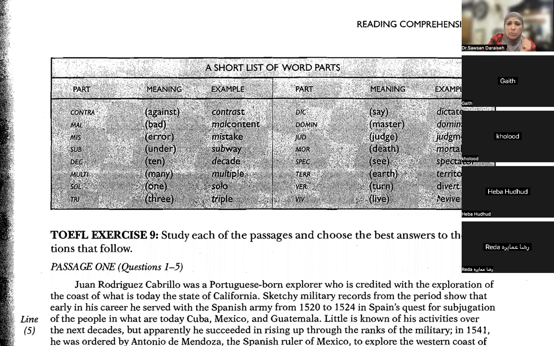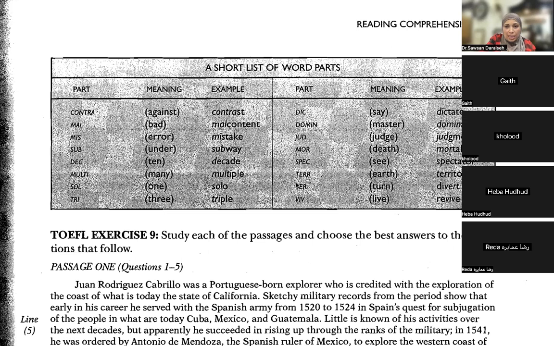All right. So look, guys, all of these had the parts at the beginning. Look, dic, domin. But these words here, divert and revive, the parts that we're talking about are not at the beginning of the word, they're at the end. So vert. So what can we understand from this? That sometimes the part could be later on. But most of them, as you can see, are at the beginning.